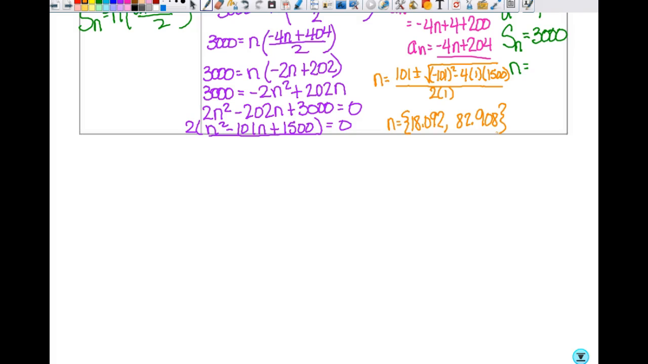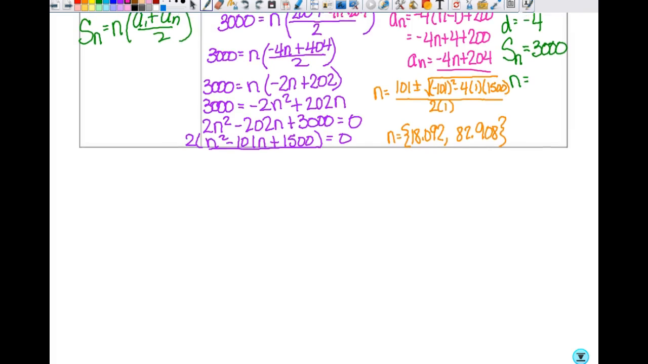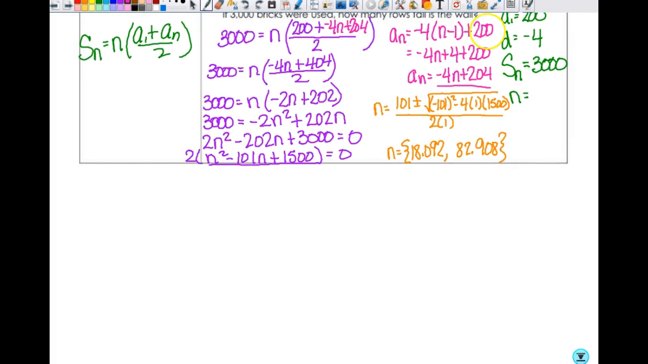But what does n even represent? The number of rows, right? So I got to see what kind of answers these actually give me. I mean, they're going to give me something because it works as long as I did it correctly. So I'm going to take these and I'm going to substitute it in here and see what this gives me, right? So if I want to find, let's use 18 first, and we'll just use 18 because it's the number of rows. You're not going to have a partial row anyway, right? So we'll use 18. So A18 is going to equal negative 4 times (18 minus 1) plus 200.